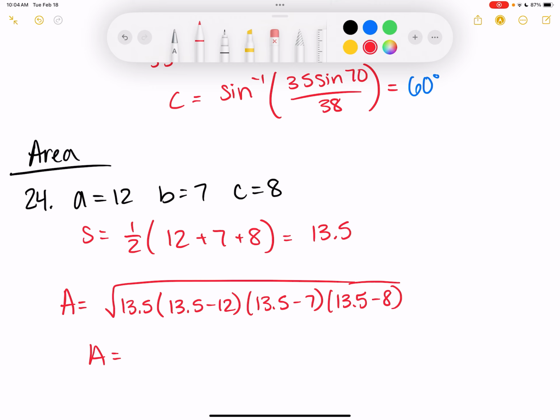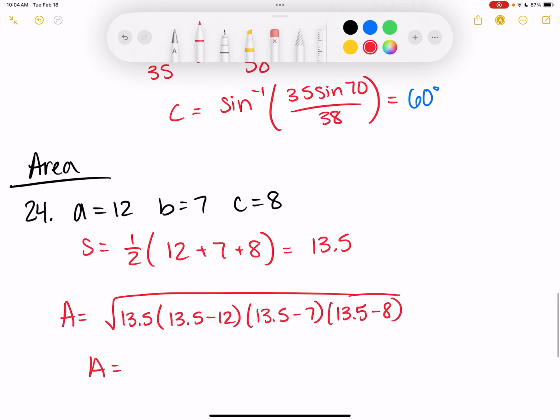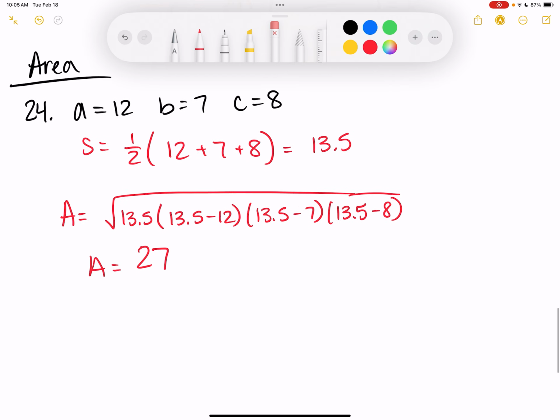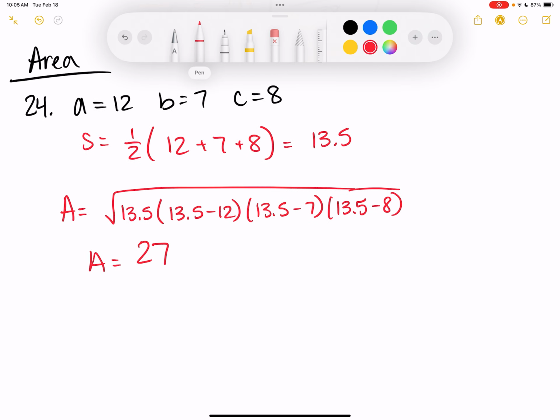What'd you get? 119. Did you take the square root? I got 27. Yeah, it should be 27. So you do square root 13.5 parentheses 13.5 minus 12 close parentheses. You have to type it in exactly like it's written here, or it's not going to work. Alright, I got 27. Do we need to see another area problem or another law of cosines problem, or are we okay? I think we're all set now.